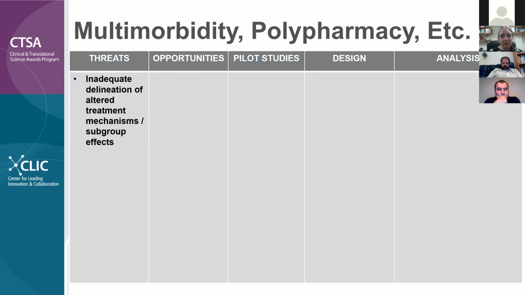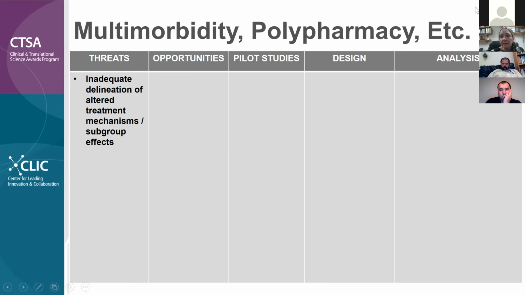Okay, the last two I think were not as obvious, but see what you think of these. We hear this a lot, that older adults will come with a bunch of concomitant diseases, or they're taking a bunch of drugs, and so they will make my study impossible to interpret. And certainly those complexities have to be considered thoughtfully because they do have the potential to alter treatment mechanisms or to engender subgroup effects.